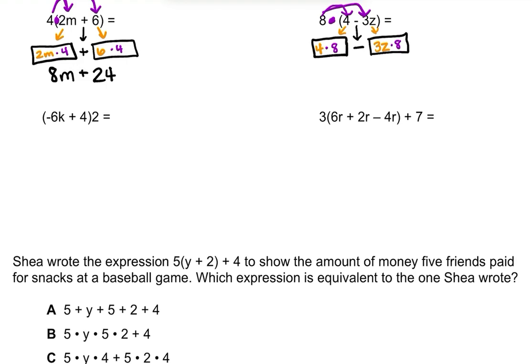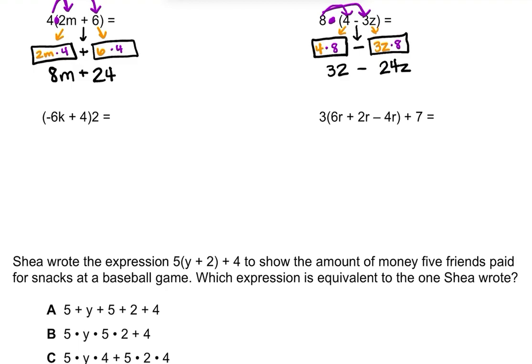And then I can solve. 4 times 8 is 32. Back here, I do 3 times 8, which is 24. And then I got to put that z back on it. And then my minus goes in the middle. And that's my final answer. All right, let's go to the next one.